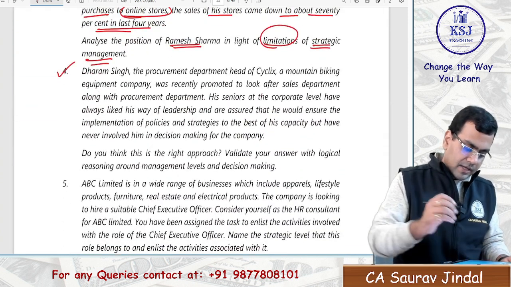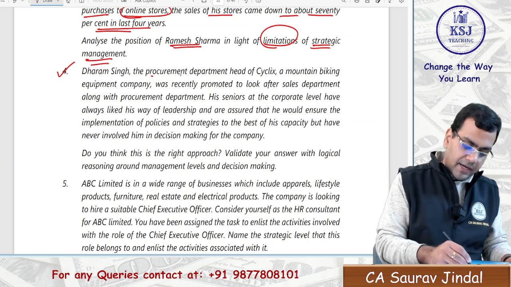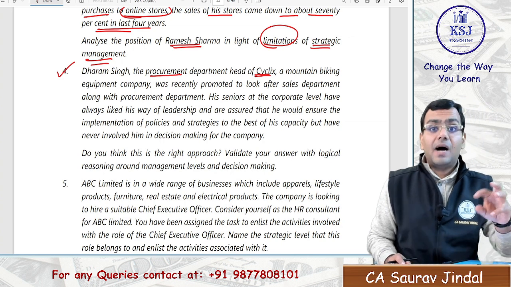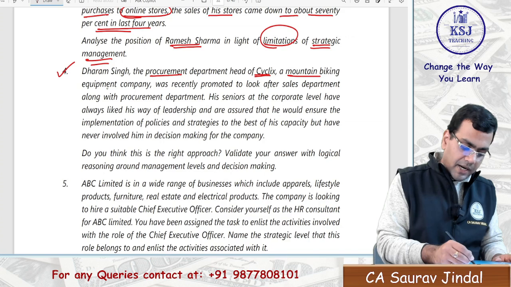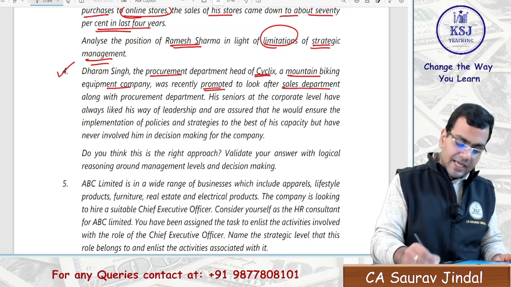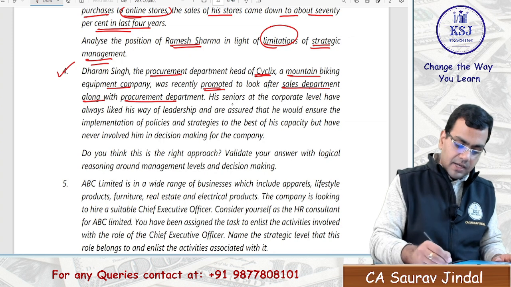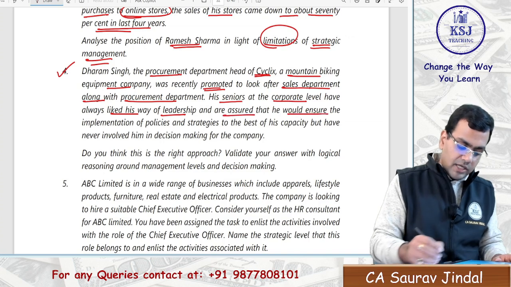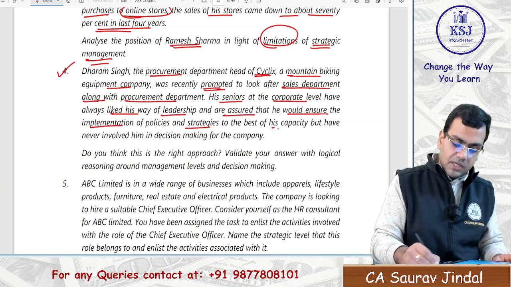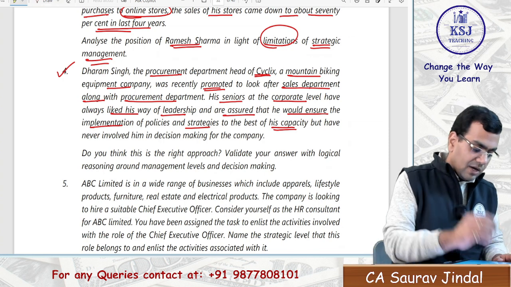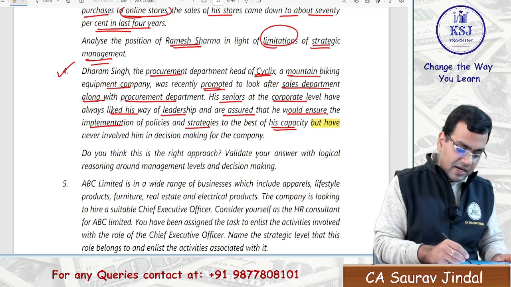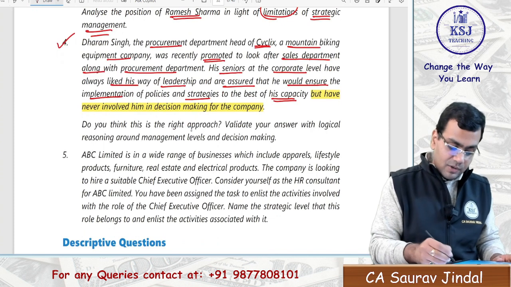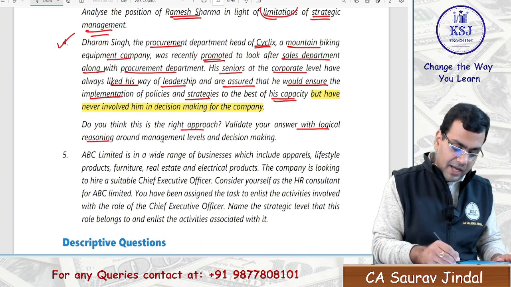Fourth one, Dharam Singh, the procurement department head of Cyclics Limited, right? It is a procurement department head. A mountain biking equipment company was recently promoted to look after the sales department along with the procurement department. His seniors at the corporate level have always liked his way of leadership and are assured that he would ensure the implementation of policies and strategies to the best of his capacity, but have never, now this is the most important line here, but have never involved him in the decision making for the company. Right? Do you think that this is the right approach? Validate your answer with logical reasoning around management levels and decision making.